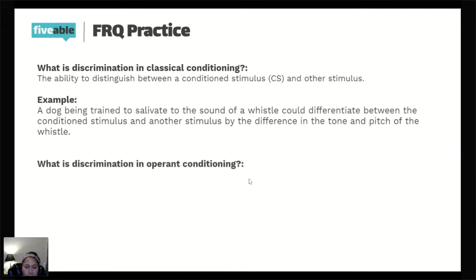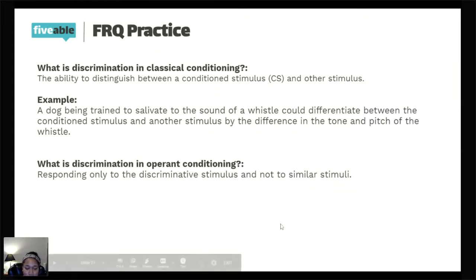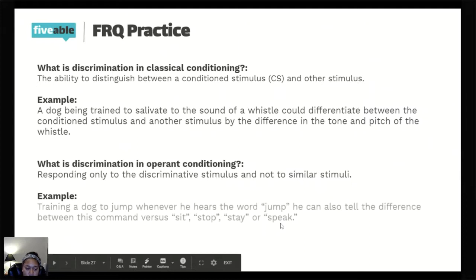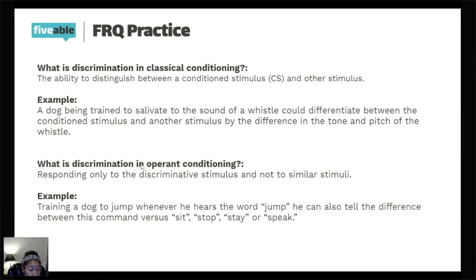So what is discrimination in operant conditioning? Well, in operant conditioning, discrimination is responding only to the discriminative stimulus and not to similar stimulus. So for example, if a dog is trained to jump whenever he hears the word jump, he can tell the difference between this command versus other commands such as sit, stop, stay, or speak. So therefore, they had discriminated against the different commands.